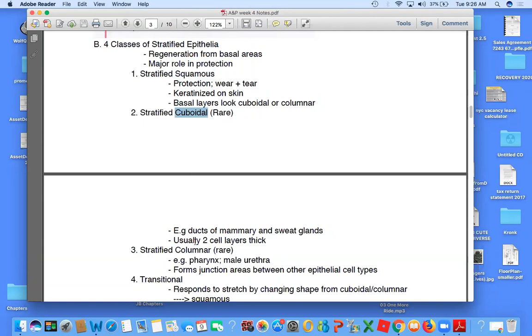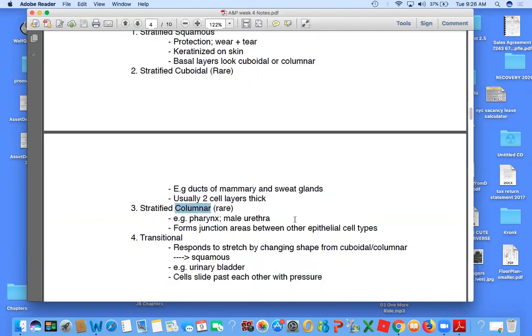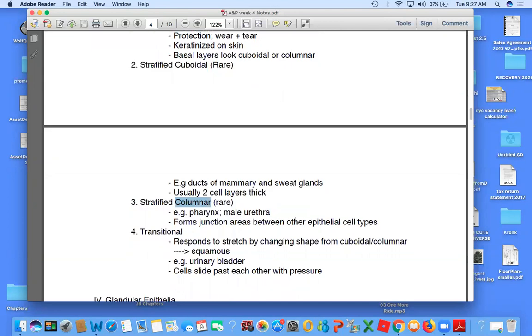Stratified cuboidal and stratified columnar are both rare. I don't want to spend a ton of time on them. Mammary and sweat gland ducts have stratified cuboidal, okay? It means 2 layers of cuboidal tissue. They're not very common. Stratified columnar is in the male urethra and the pharynx. The pharynx is the back of the throat. They usually form junctions between one cell type tissue and another. But they do exist. I have to mention them.